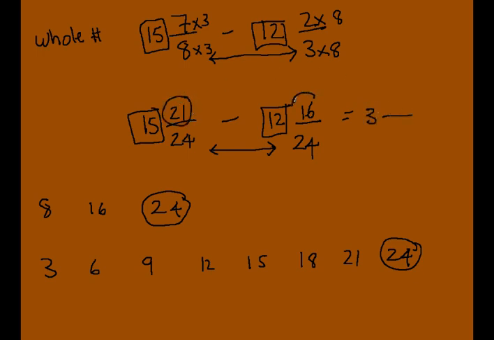Top number with top number. So 21 minus 16 is 5. Then the denominators are the same. They always stay the same. So 3, 5 over 24. And in this case, we cannot simplify, so we leave it that way. That's your final answer. So let's do one last example.